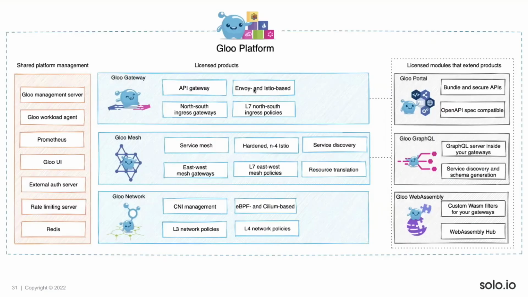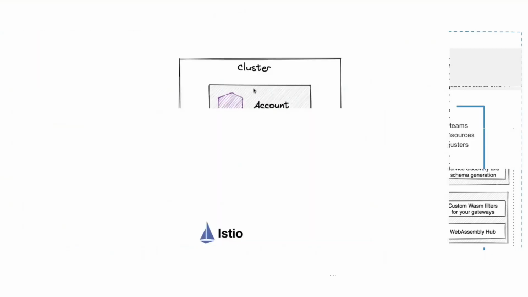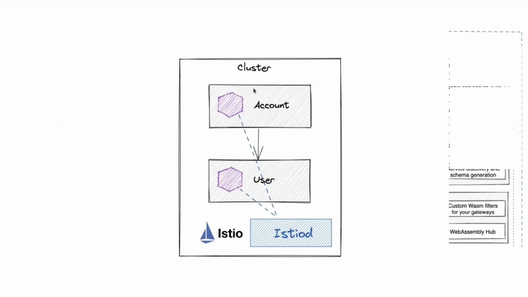We'll start in the middle. Just like we started the previous section with Istio, we're going to start in the middle here and talk about Gloo Mesh. So Gloo Mesh is based on Istio.